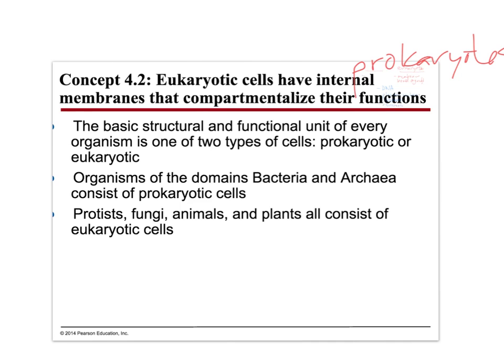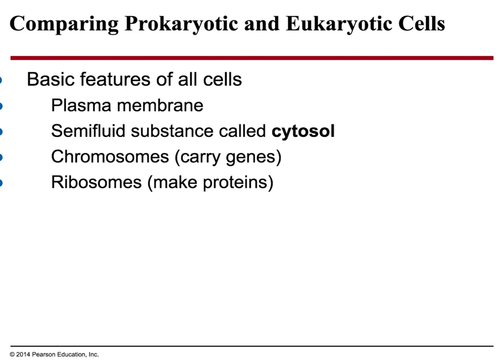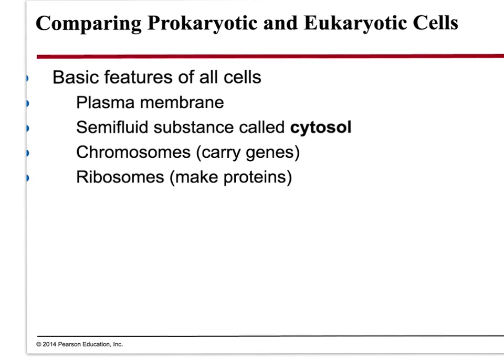So, bacteria and archaea are prokaryotes. They do not have membrane-bound organelles, while protists, fungi, animals, plants all consist of your eukaryotic cells. So we have two types of cells, prokaryotes and eukaryotes. There you go. Basic features of all cells. They all have these things.